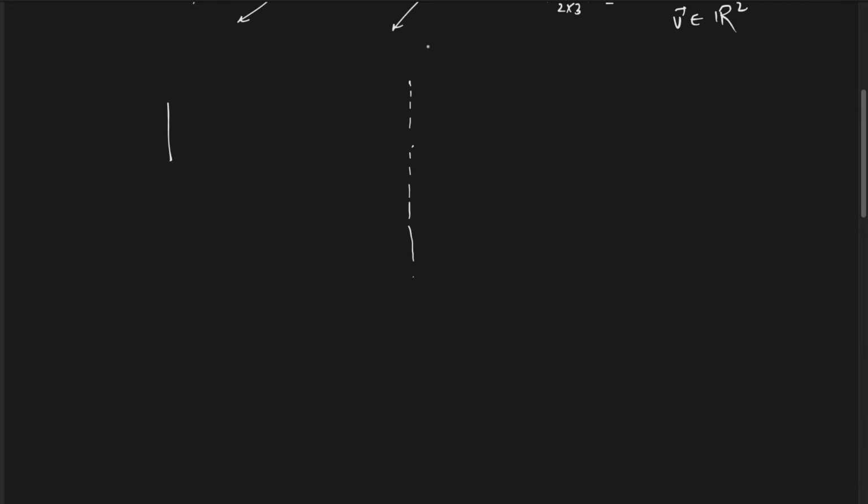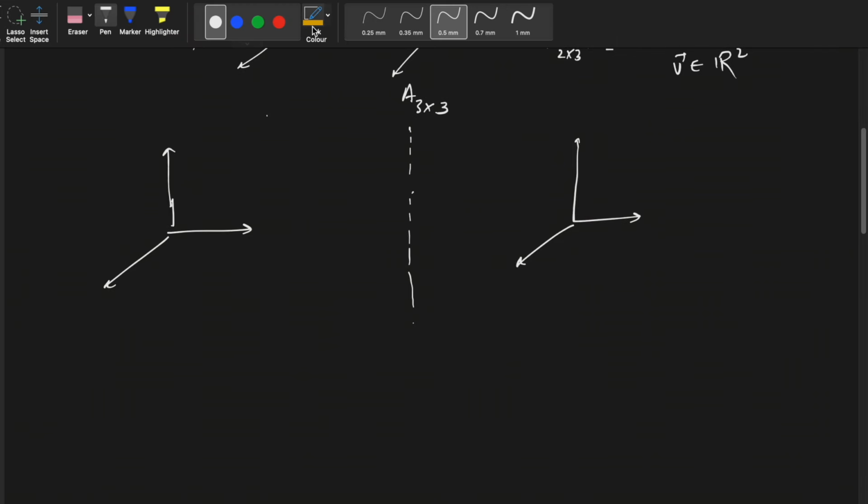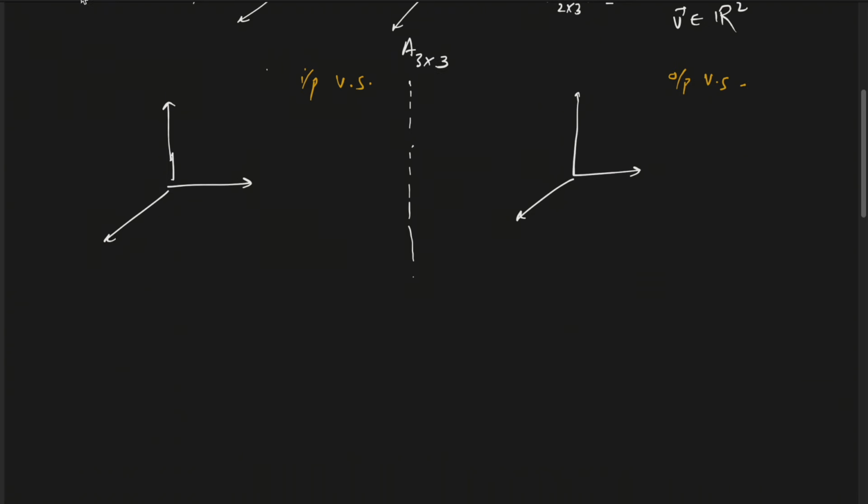Let us suppose you have a 3 by 3 matrix. This is, let us suppose, your input vector space, and because it's a 3 by 3, this is your output vector space. By input vector space and output vector space, I mean to say from where the input vector and the output vector are coming. All right, for visualization purposes.